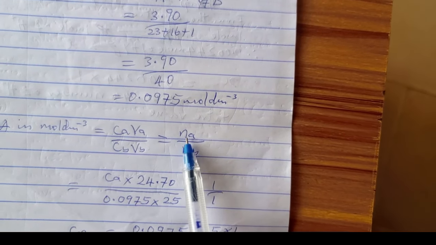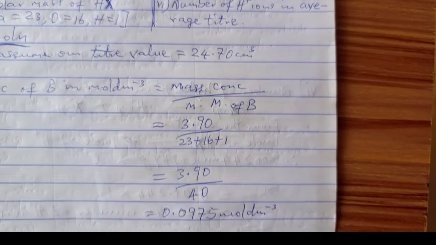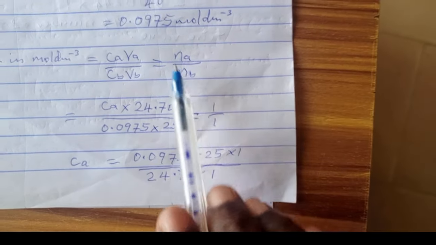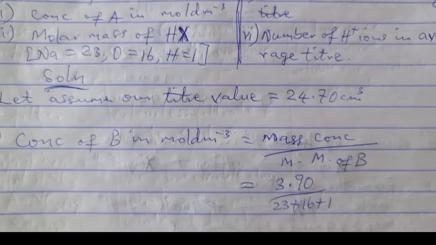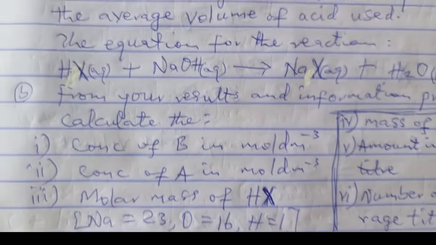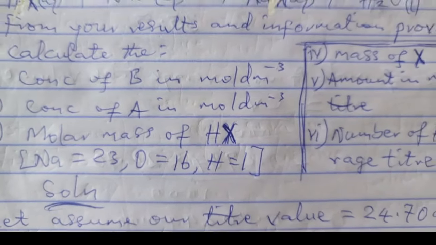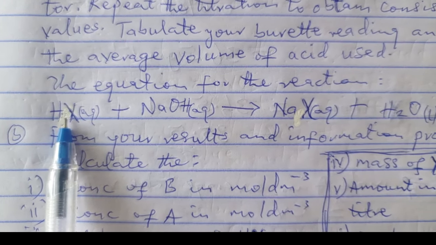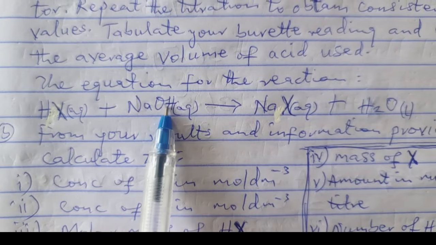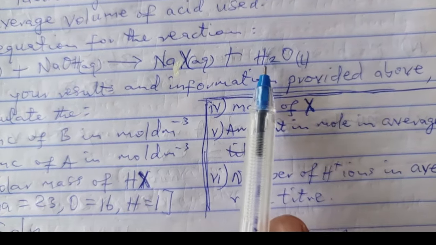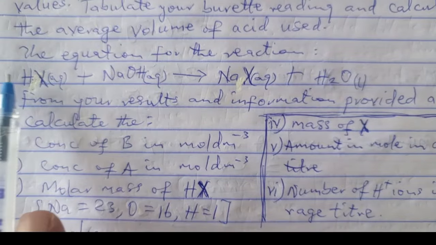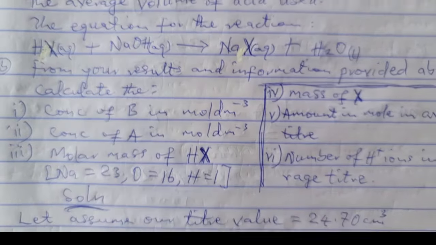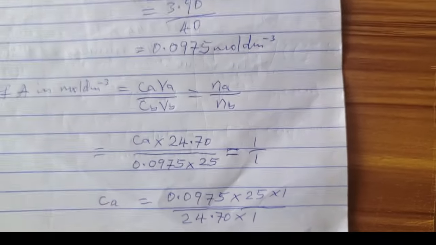Now, Na is the mole ratio. From the equation they gave you, check the mole ratio of acid to base. This is that of acid, this is that of base. Let's go back to the equation for the reaction: HX plus NaOH gives NaX plus H2O. The mole ratio is 1:1. There's one here, there's one here. That's what we are going to use in that place.